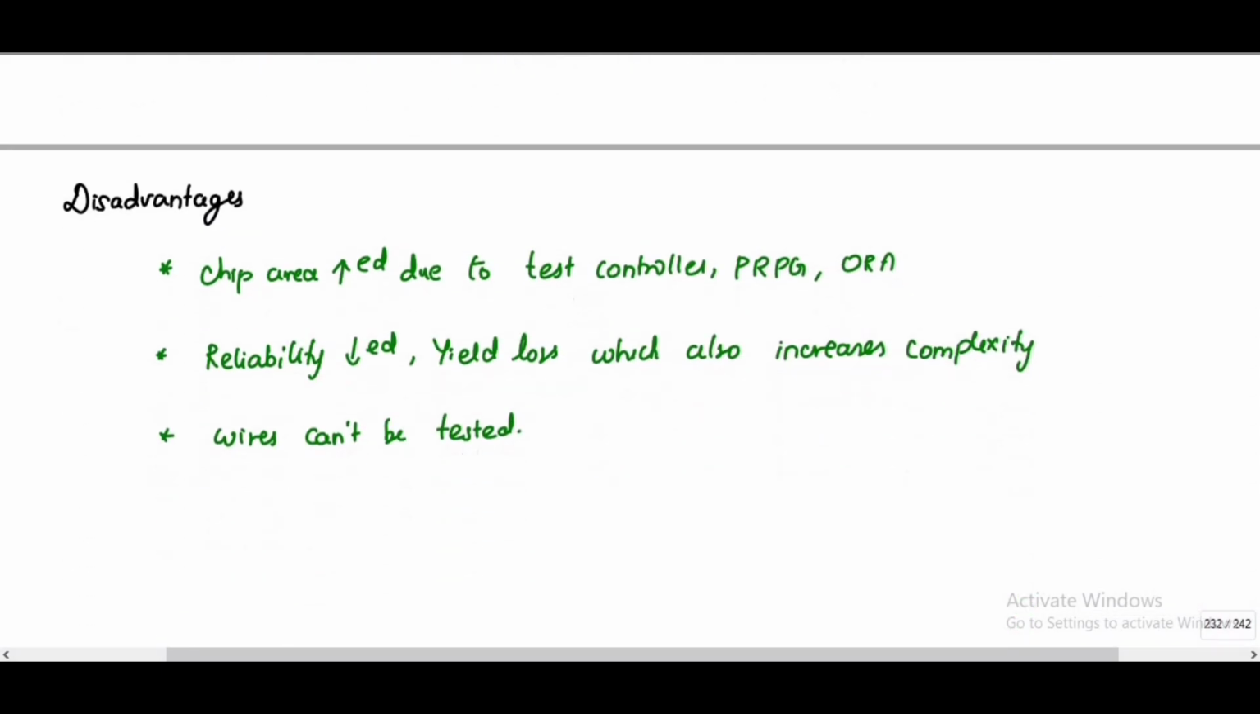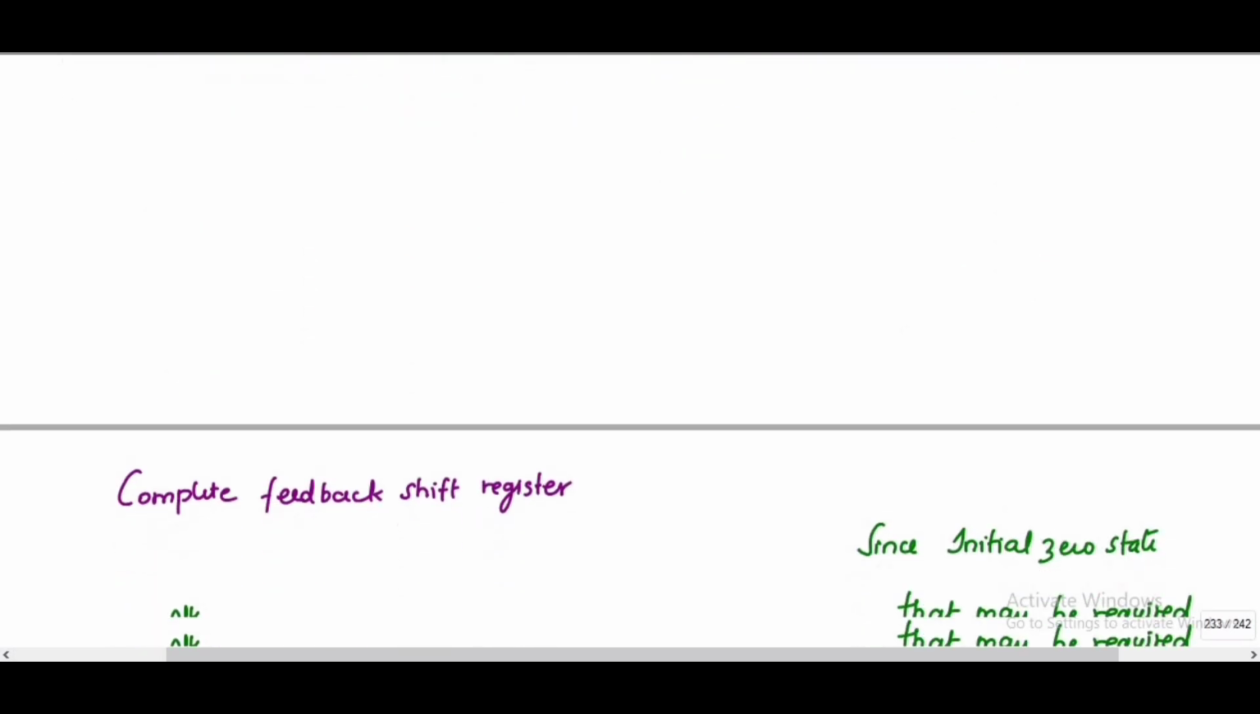So let us discuss the disadvantages of the BIST technique. The chip area gets increased due to the test controller, PRPG block and ORA block. Those are the extra blocks we are adding. But you know the test time gets reduced, right? Due to the increase in area, reliability gets decreased, there will be a yield loss, and there is also an increase in complexity. This BIST cannot test the wires.